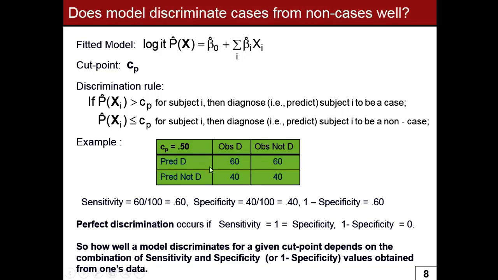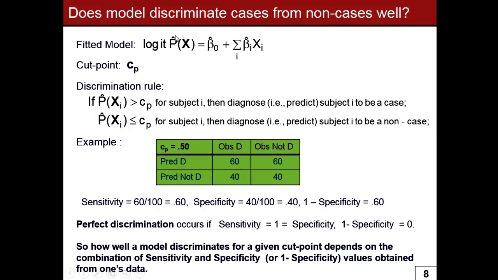So in this example, let's say there's some cut point here. Cut point is 0.5. Everyone that has a probability above 0.5, we're going to say, you're a case. You're going to get disease, you're going to die, or whatever it is. We're going to make this decision rule, and everyone the model says is above 0.5, we're just going to predict them to be a case. And for everyone below 0.5, we're going to predict them to be a non-case. So the model spits out this number, and then we say if 0.5 or more, case.